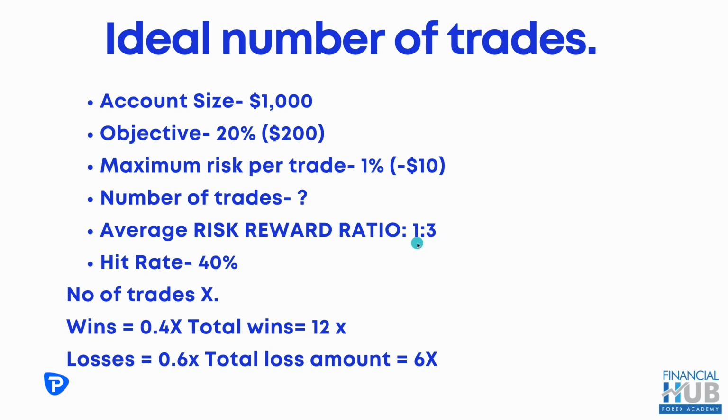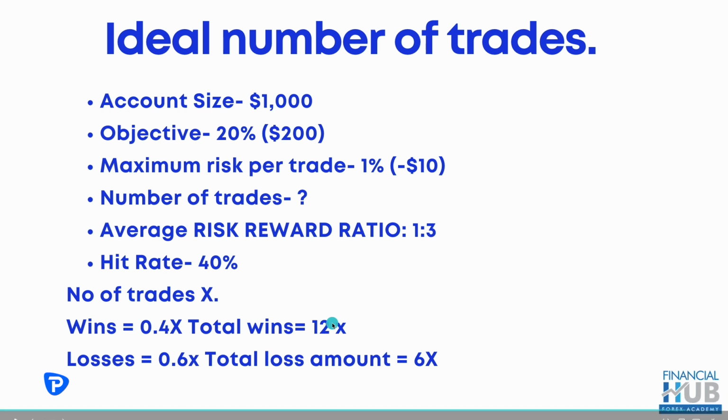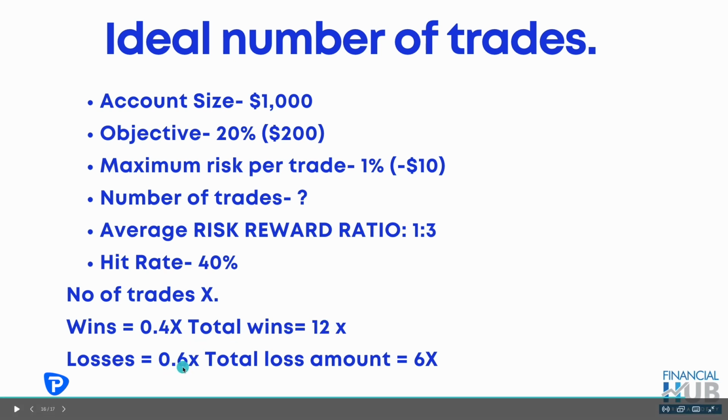So if you have your average risk reward ratio, and you know in terms of monetary value, each loss is $10 and each win is $30. So that is 10:30. So multiply your wins, 0.4x. This is the number of wins times average win, which is $30. So that is 0.4x times 30 gives us 12x. Our losses, 0.6x times 10, which is the risk per trade. So I'm risking only $10 per trade, so that is 0.6x times 10.